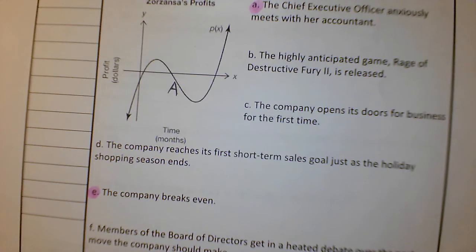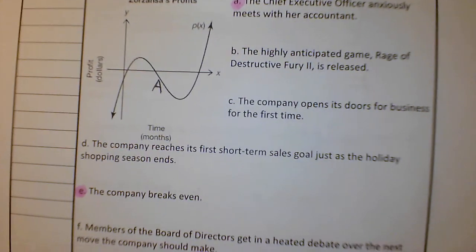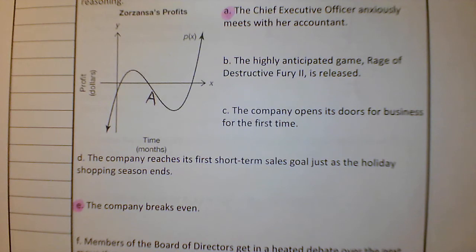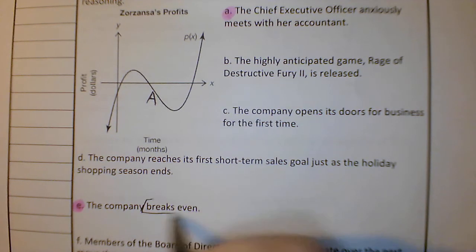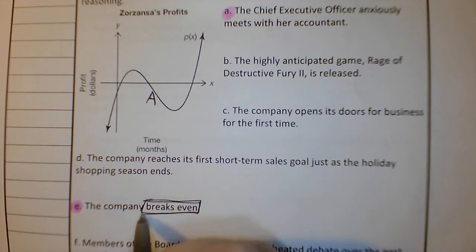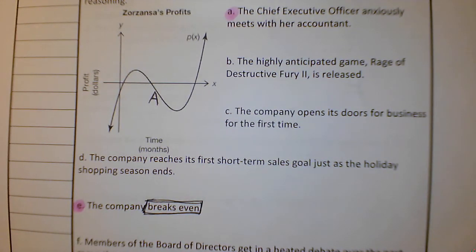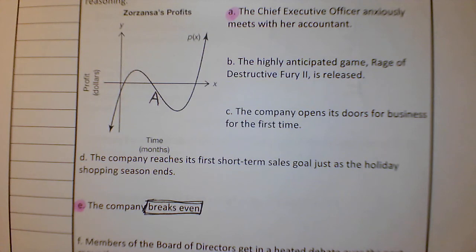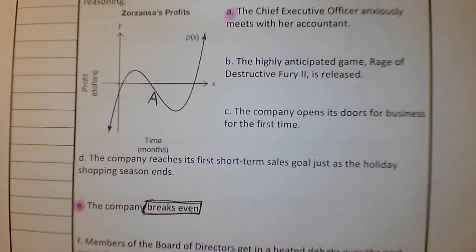The other one that I want to do together is E. And the reason that I want to do E is because there's kind of this hidden vocab word in here. This breaks even. It's an economic term, but we use it in math as well. Break even means that you have no profit and you also have no debt.